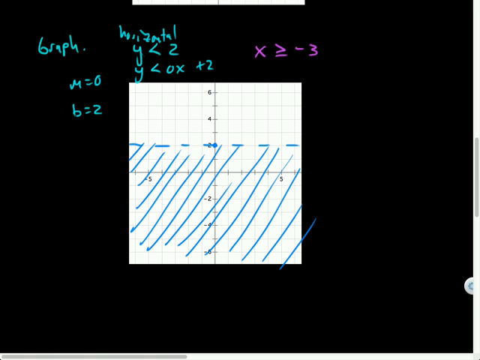Now, trickier is x is greater than or equal to -3. That's a vertical line, and that is the only kind of line that can't be put into slope-intercept form. What if I asked you what the slope of that line was? What would you even say?